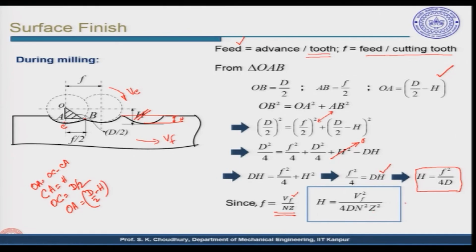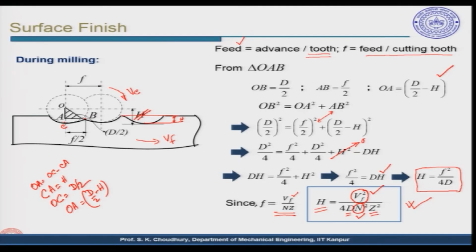Now, if we look into this equation carefully, you can see that we have a few parameters here which can be manipulated to get the minimum roughness. Amongst these, basically, are the Vf and the N, because D is the diameter of the milling cutter, which is fixed. You have selected a particular milling cutter, and that milling cutter will have a particular number of teeth. So you can decrease the value of Vf or increase the value of N, to decrease the H.